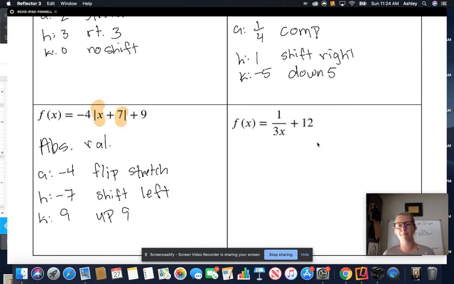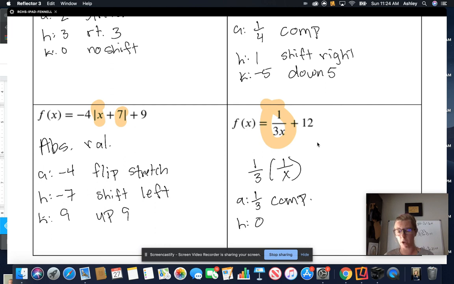All right. Now we have a rational function. I know I have a rational function because I see that fraction there. If I were to pull that 1/3 out, I could have 1/3 times 1/x, and that would be the same. So the A value here is actually 1/3. So that's going to compress this function. That's a compression. H is 0. There's nothing being added to that x value there. So that's an H value of 0, so no shift. And then K is going to be 12, so we're going to shift up 12 units.